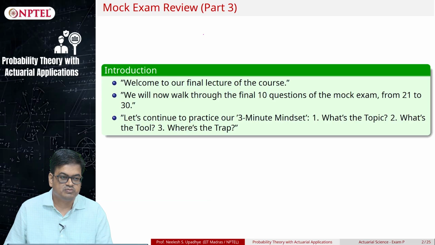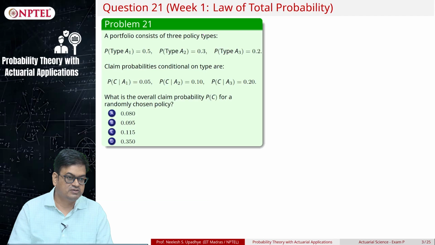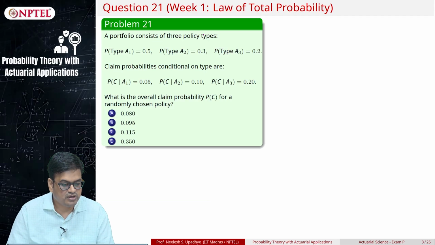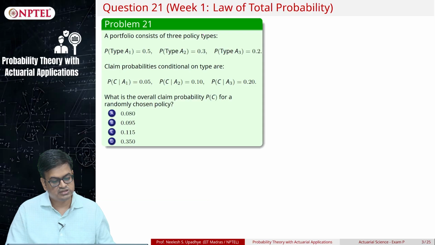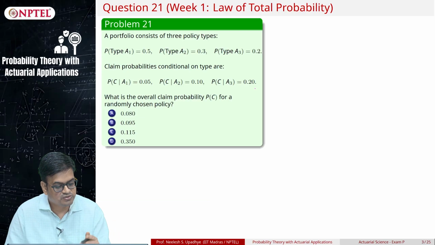Okay. So, let us move on to question number 21. Question number 21 suggests that the portfolio has 3 types of policies: type 1, 2, 3. Then the probability of claim in each type of policy is given to you, and you are interested in finding the overall claim probability, which is probability of C, for a randomly chosen policy. So, where is this problem coming from? Basically I have to sum over all 3.